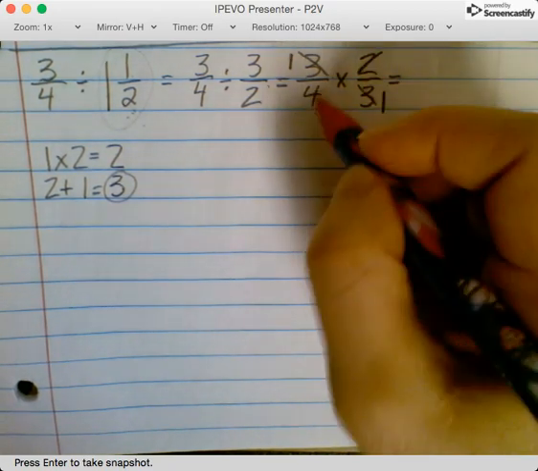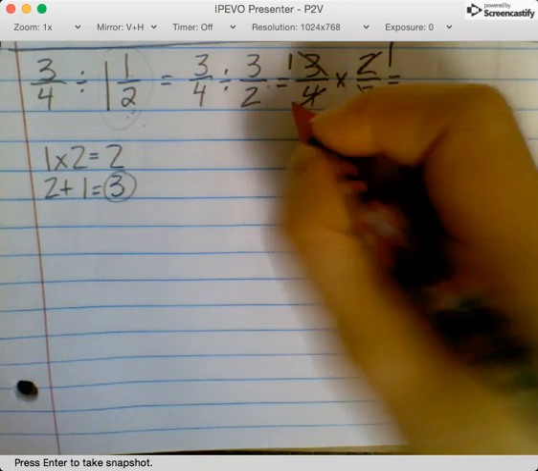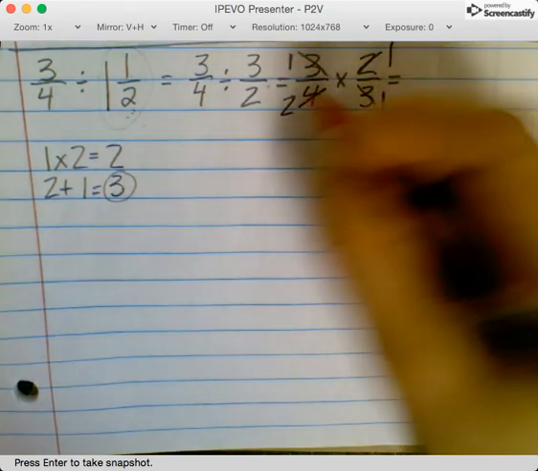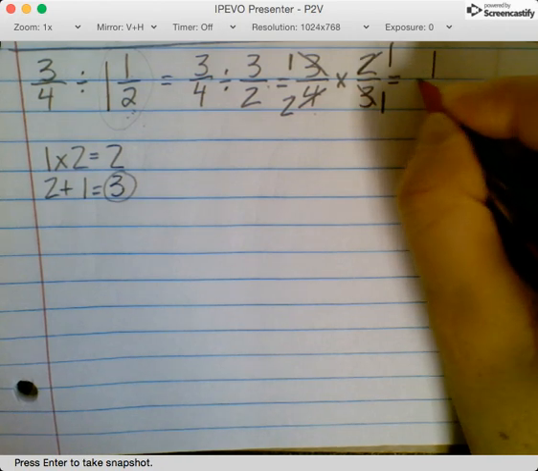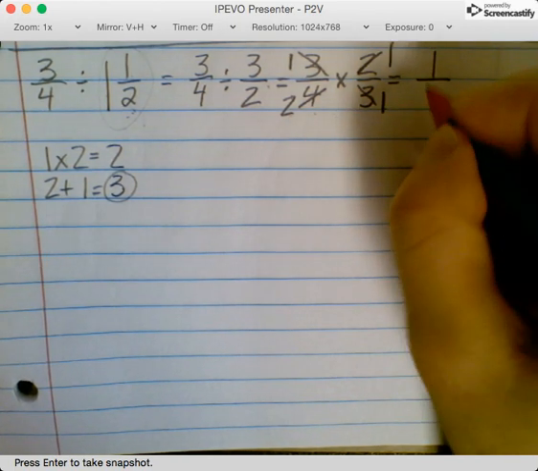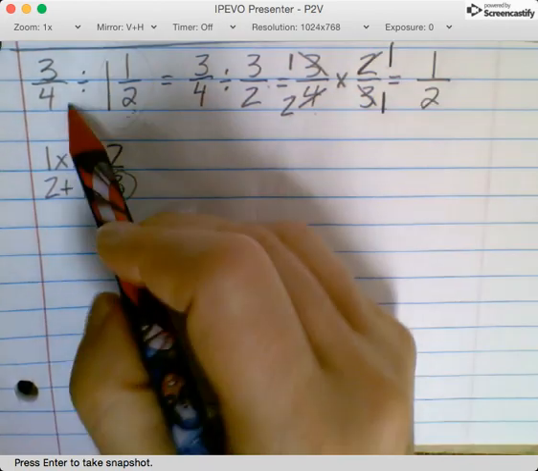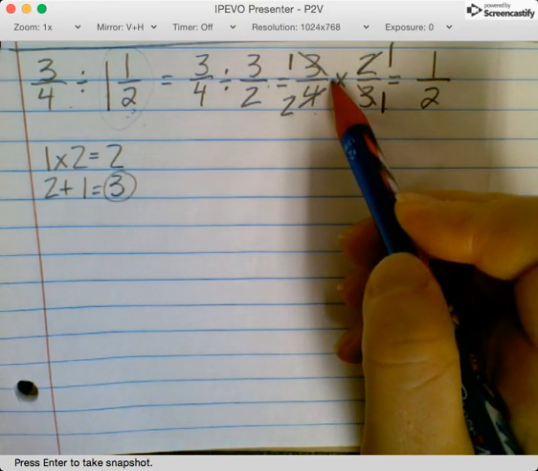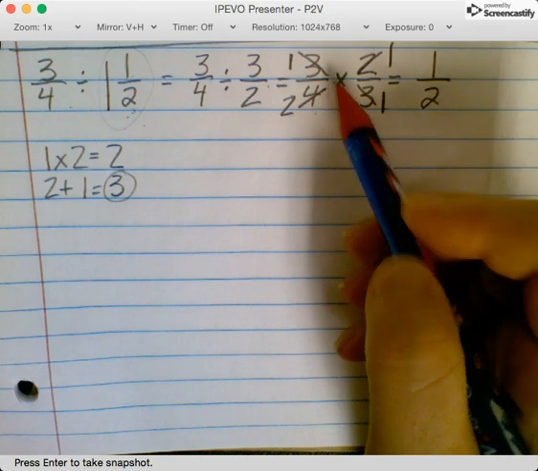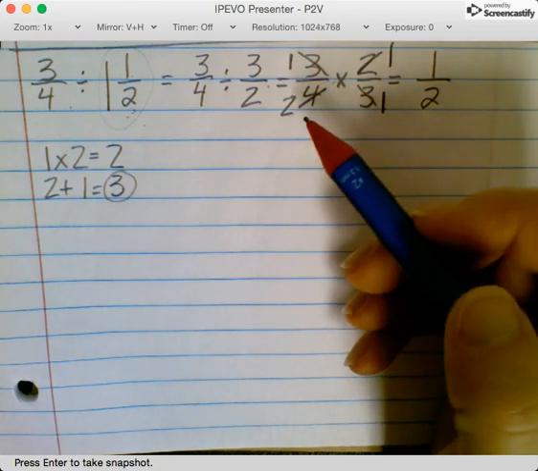4 and 2 can both be divided by 2. So I get 2 divided by 2 is 1. 4 divided by 2 is 2. 1 times 1 is 1. 2 times 1 is 2. So 3/4 divided by 1 1/2 is equal to 1/2. Let's do another one.